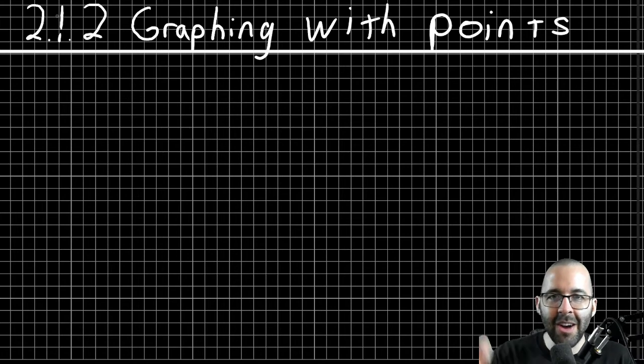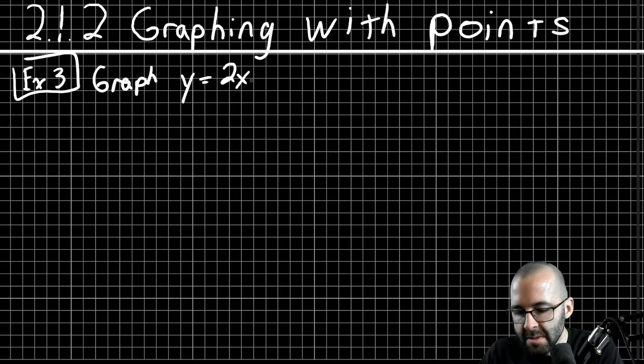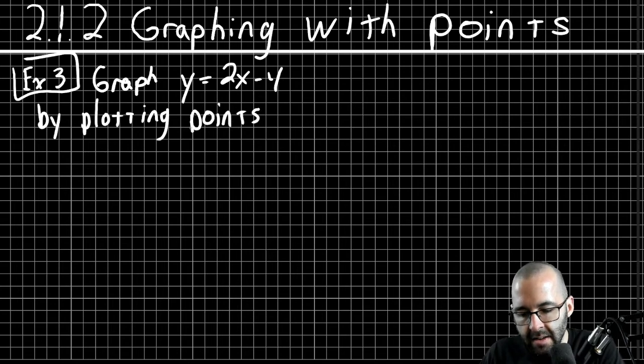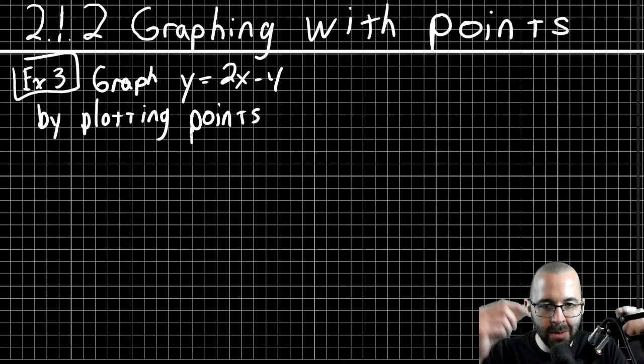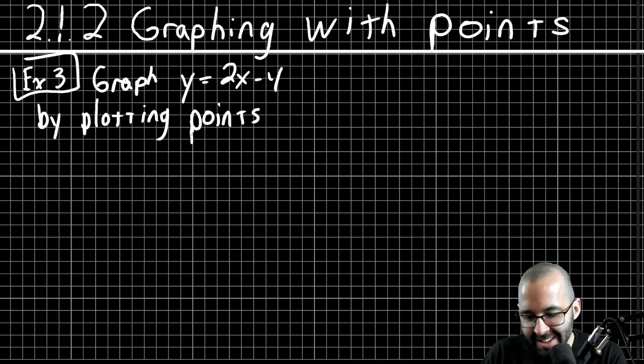Video two, graphing with points. So just going to basically do a couple examples, show this off. Example number three we're up to now for this section is going to be a graph y equals 2x minus 4 by plotting points. All right, so all we're going to do is plot points on the graph. And hopefully they're going to form something. I don't want to spoil it for you, okay? No, I'm not going to spoil it for you, but it's going to hopefully make something.